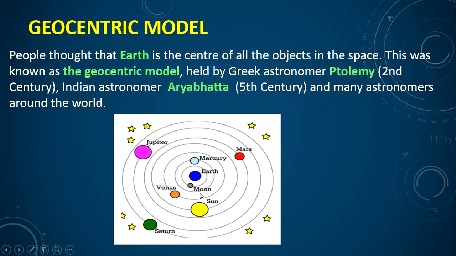Here the earth is the center of all the objects in this space. So we have to say it is called as geocentric model. What is geocentric model? Earth is the center of all the objects in the space. So this was known as geocentric model, held by Greek astronomer and Indian astronomer. Who is Greek astronomer? Ptolemy, and Indian astronomer Aryabhatta.